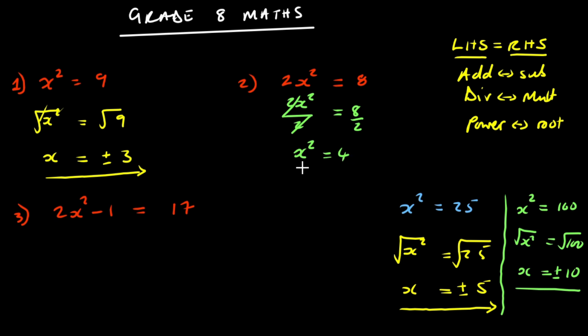How do we solve from here? Again, square root, square root. So the 2 will cancel out the root. So we are going to be left with what? x on this side is equal to square root of 4, plus or minus 2.